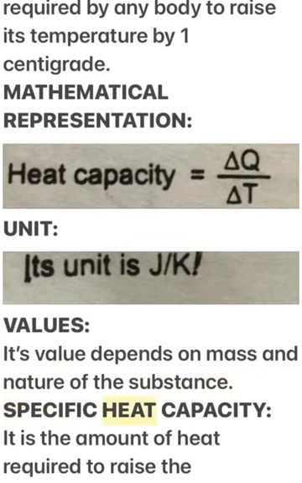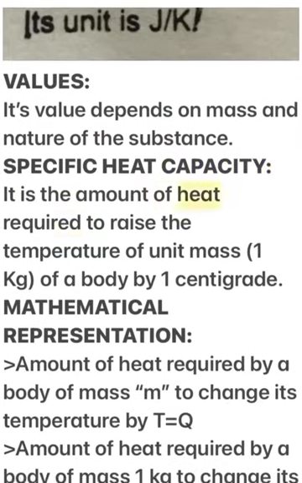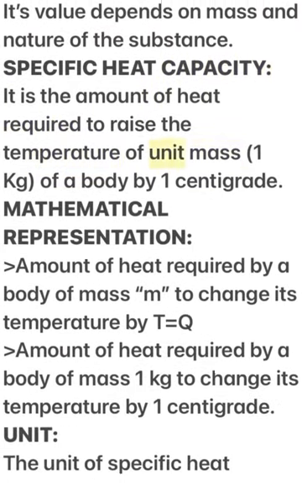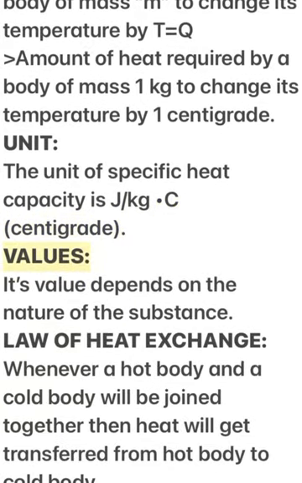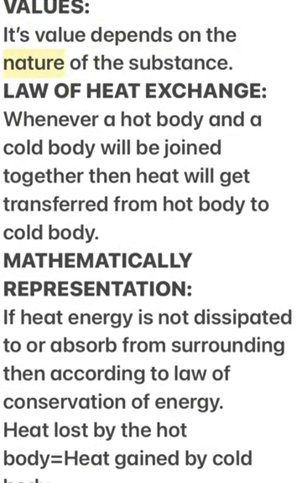Specific heat capacity. It is the amount of heat required to raise the temperature of unit mass, 1 kg, of a body by 1 centigrade. Mathematical representation. The amount of heat required by a body of mass m to change its temperature by ΔT equals Q. The amount of heat required by a body of mass 1 kilogram to change its temperature by 1 centigrade. Unit. The unit of specific heat capacity is J/kg C centigrade. Values. Its value depends on the nature of the substance.